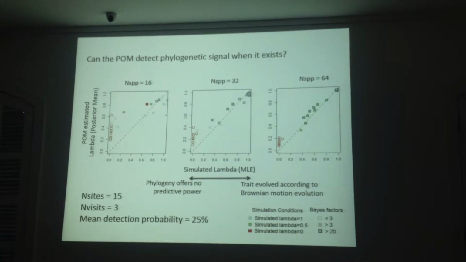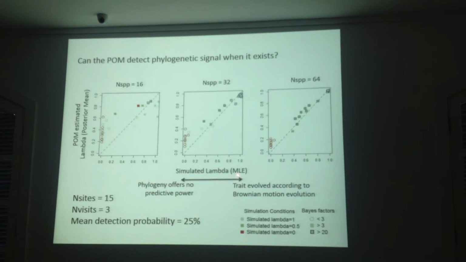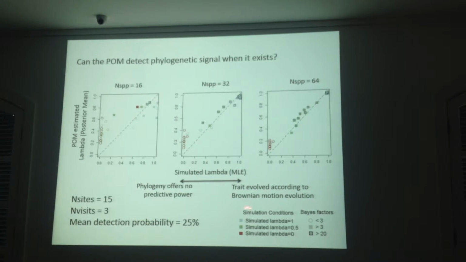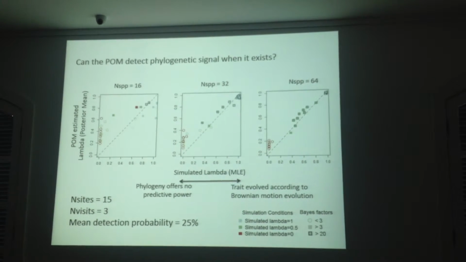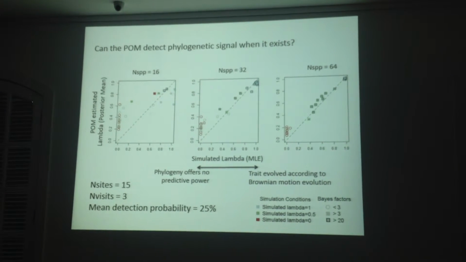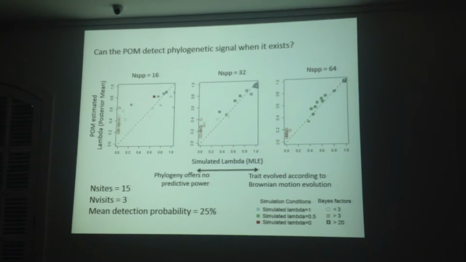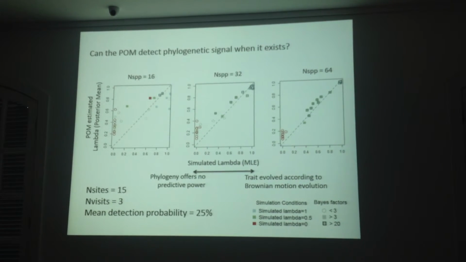And basically the way that lambda works, as many of you are probably familiar with, is that when it equals 1, the trait evolved entirely according to the Brownian motion expectation. So this is just inheritance from the previous ancestor. When lambda equals 0, the phylogeny offers no predictive power in terms of what species are doing, in this case in terms of their responses to the environmental gradient.